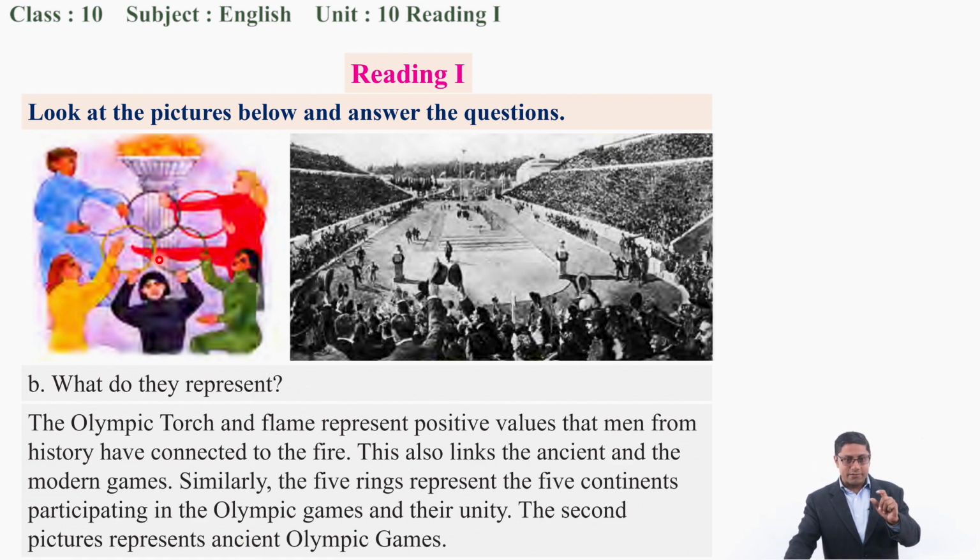Similarly, you can see the rings we have already discussed, 5 rings of different colors. They indicate 5 continents participating in the Olympic Games and their unity. Similarly, if you look at the second picture, it represents the ancient Olympic Games. Okay. So this is what you need to know about these 2 pictures.